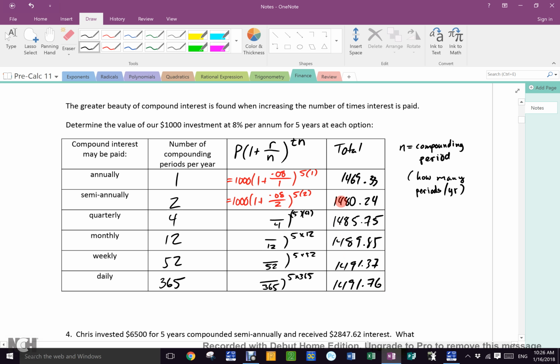Please notice, the more times you pay out, the more money you're going to have. The more compounding periods there are, the more money you're going to have. That's what we're trying to get to. Is everybody cool? All right? We're going to do this page, 4, 5, 6, 7.